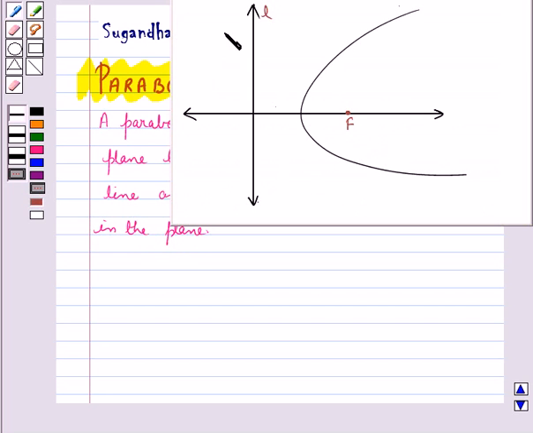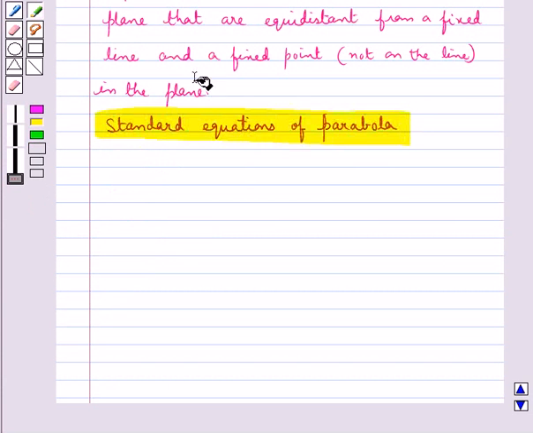This is a parabola. This fixed line L is called the directrix of the parabola, and the fixed point, this point F, is called the focus, and this line through the focus, which is perpendicular to the directrix, is called the axis of the parabola. The point of intersection of the parabola with the axis, that is this point, is called the vertex of the parabola. Next, we discuss standard equations of parabola.